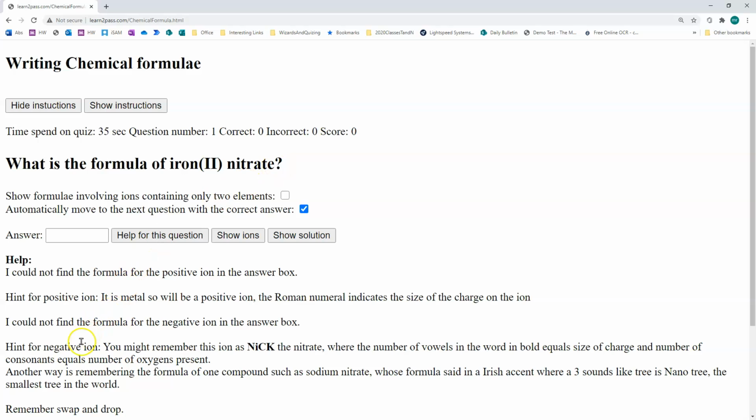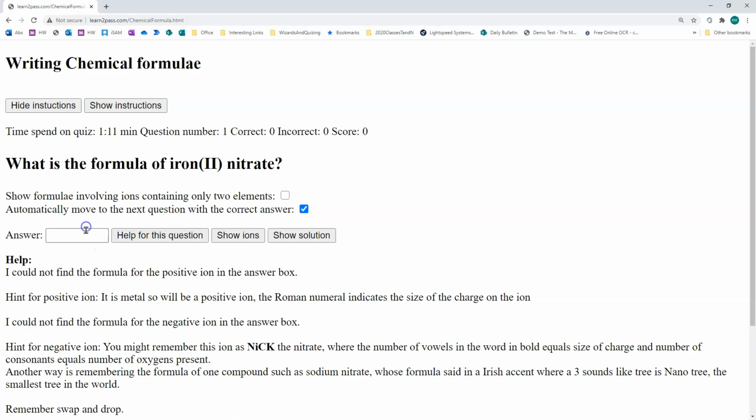Then for nitrate, there's a hint for the negative ion. You can maybe try to remember the word nitrate. The number of consonants, as in non-vowels, is equal to the number of oxygens, and the number of vowels is about equal to the amount of oxygen. Or the other thing is, if you say the word nanotree, that reminds you the smallest tree in the world is NaNO3, which might help you remember NO3.